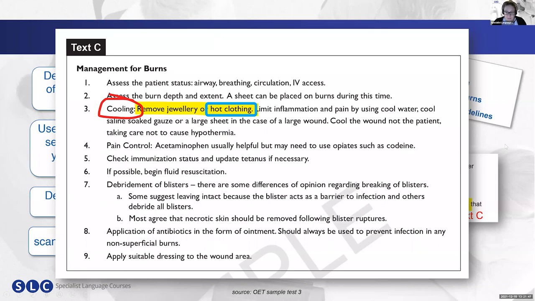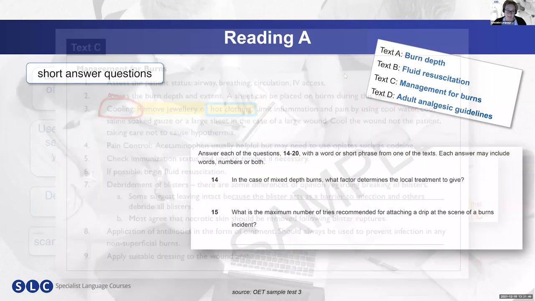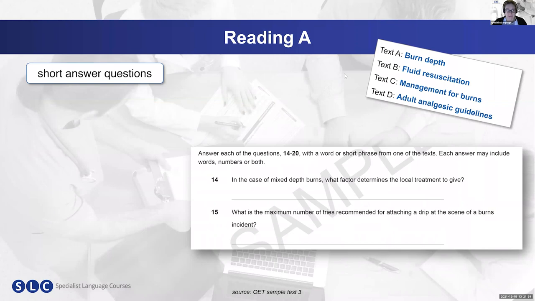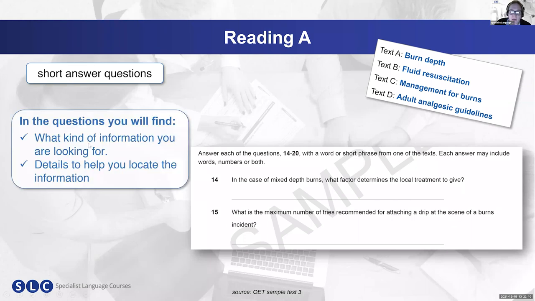Look how quick we did that. That was in about 20 seconds. So you can do this, yeah? Make sure that you put hot clothing down. Yeah, you need to do the adjective as well. Okay. Short answer questions are very similar, okay? But instead of a sentence, it's a question. So in each question, you will find what kind of information you're looking for.